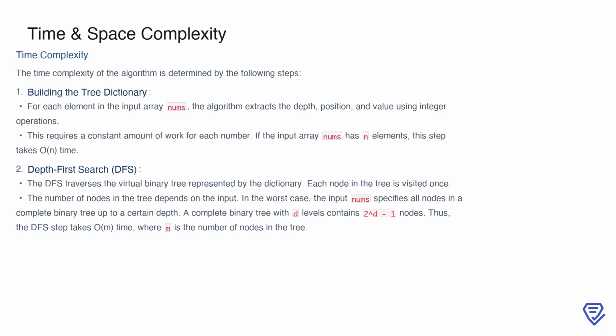Then, we move to the depth-first search, or DFS, which traverses the virtual binary tree represented by our dictionary. In this traversal, every node is visited exactly once. The number of nodes, m, depends on the input and corresponds to the number of unique nodes specified by nums. In the worst case, where the input represents all nodes of a complete binary tree up to a maximum depth, the number of nodes is proportional to 2^(d+1), where d is the depth. Thus, the DFS step operates in O(m) time, making it efficient given the constraints of the problem.